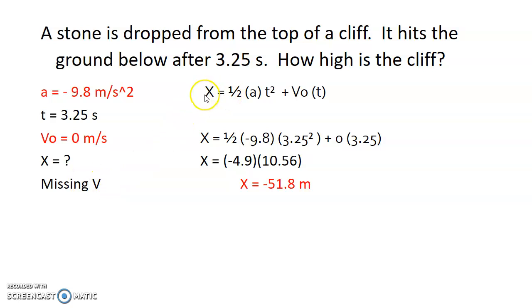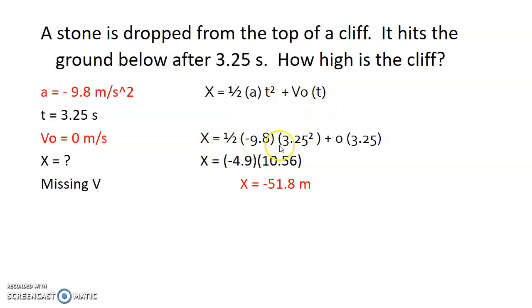I don't have a v, so that tells me that I'm going to use x equals 1/2 at squared plus v0t. Some of you are still saying, oh, I'm missing v. Okay, I'm solving for x. I want to choose the equation without the x. I can't choose an equation that doesn't have what I'm looking for. So to choose the equation, we want to look at what is not given and not asked for. So we're going to choose x equals 1/2 at squared plus v0t.